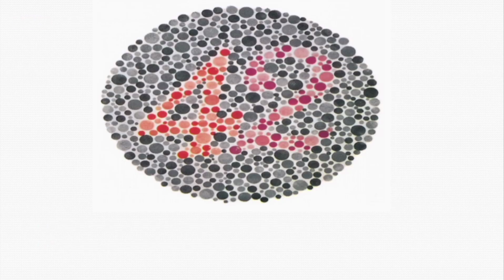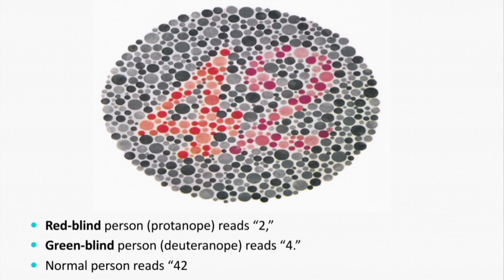Similarly, here in this chart a normal individual will read 42, while a red blind person, protanope, will read only 2 and a green blind person, or deuteranope, will read only 4.